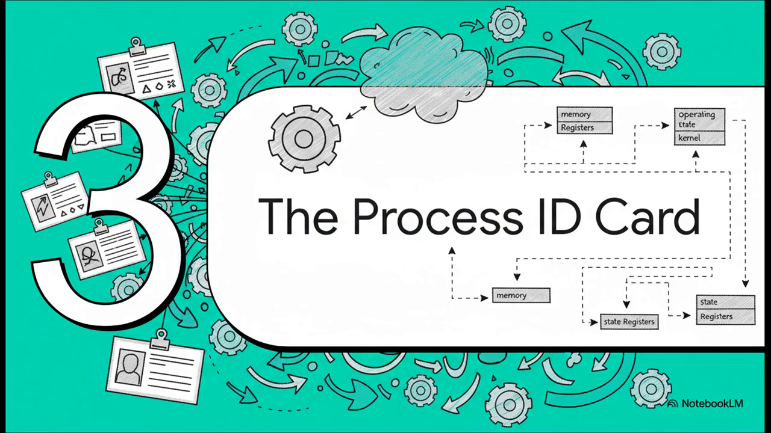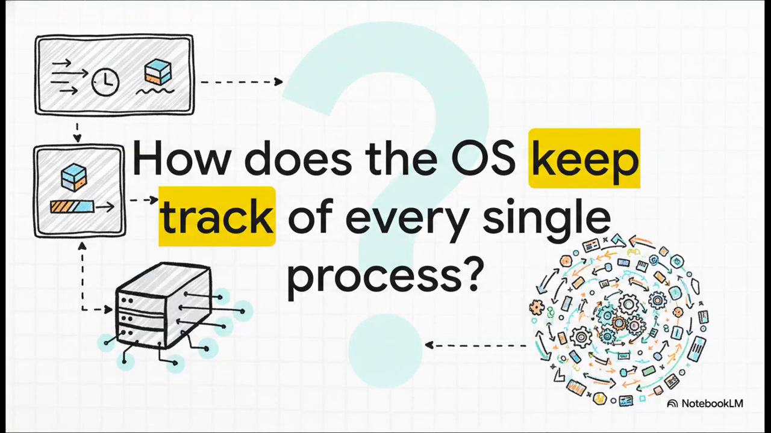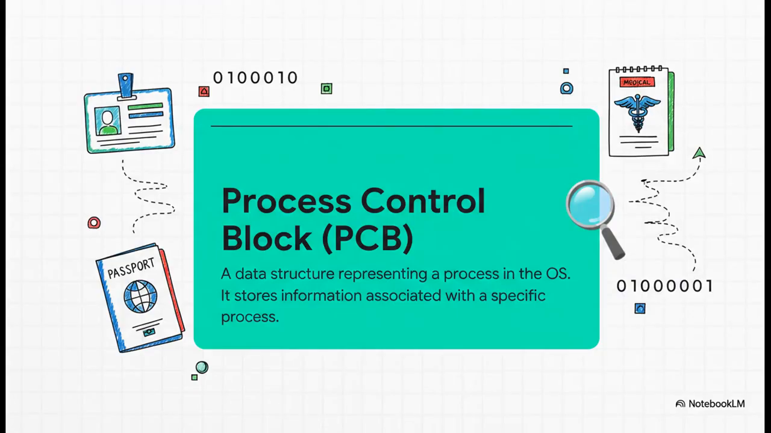How on earth does the operating system keep track of it all without just losing its mind? I mean, it's a huge bookkeeping problem, right? Each process has its own priority, its own chunk of memory, its own idea of what it was doing last. The OS absolutely needs a system for this. And that system is this brilliant little thing called the Process Control Block, or PCB for short.